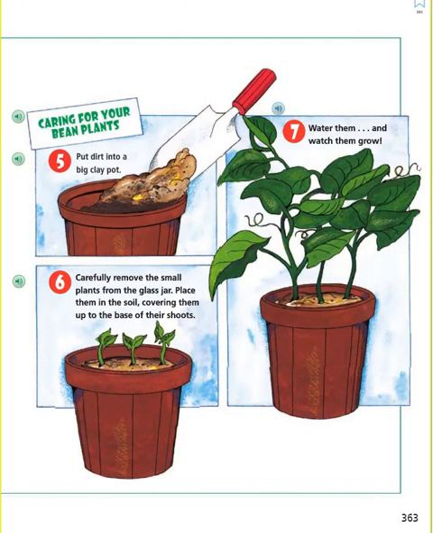Caring for your bean plants. 5. Put dirt into a big clay pot. 6. Carefully remove the small plants from the glass jar. Place them in the soil, covering them up to the base of their shoots. 7. Water them and watch them grow.